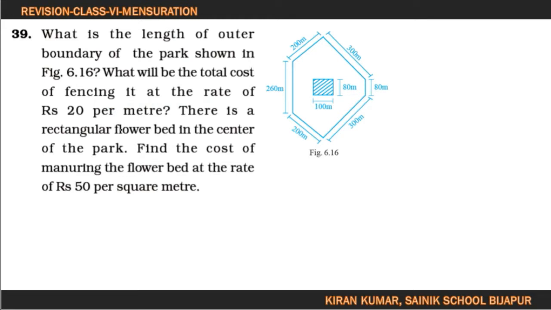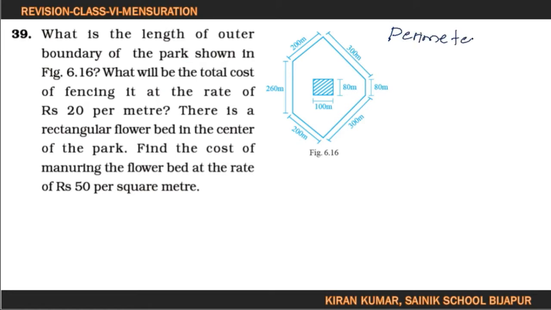There is a rectangular flower bed in the center of the park. Find the cost of manuring the flower bed at the rate of rupees 50 per meter square. Here, the length of the outer boundary of the park we need to find out the cost of fencing. So the length of the outer boundary is nothing but perimeter.